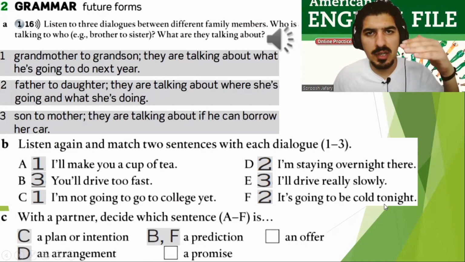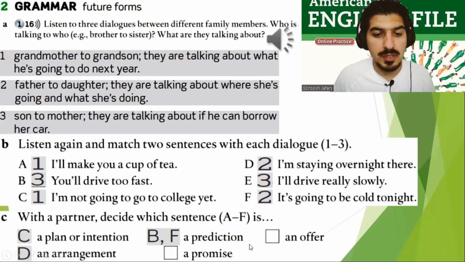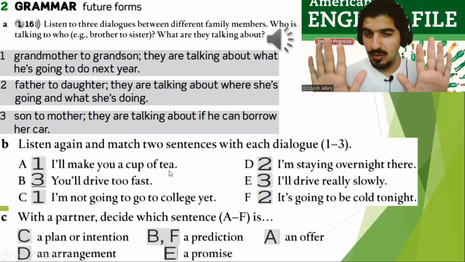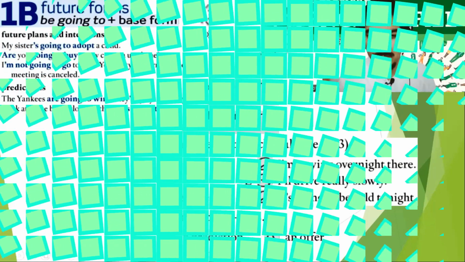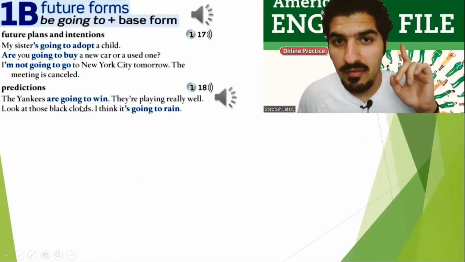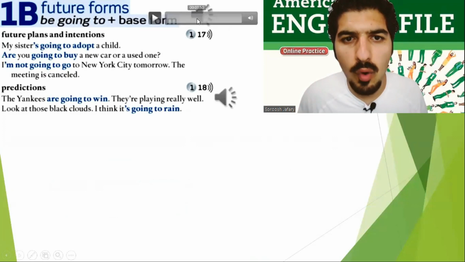You predict. You predict the future. Which one is a promise? E. I'll drive really slowly. And which one is an offer? Of course, A. I'll make you a cup of tea. Great. You did great, but we're not done yet. Follow me. Great. You're here. Now, everyone, just listen. Future forms.